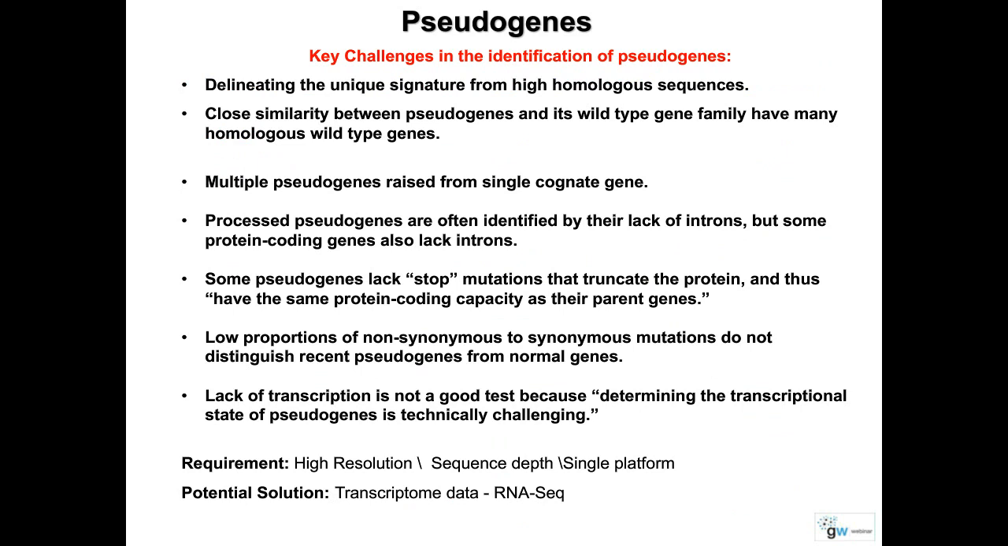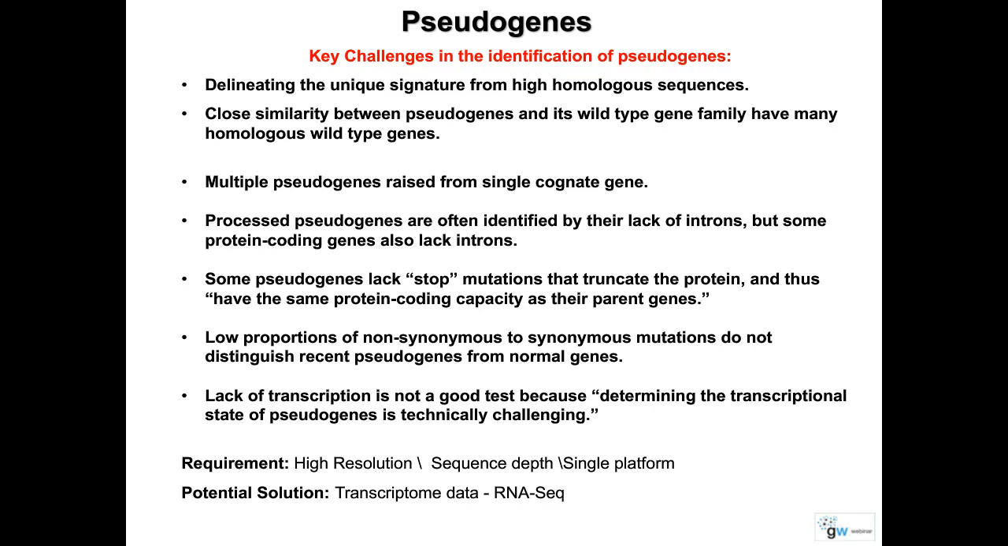As I mentioned before, since the sequence homology between the wild type gene and the pseudogene is high, separating the sequence reads from the pseudogene and the wild type gene is a little challenging. That is bioinformatically challenging, but there are some improved versions of the software available now. So delineating the unique signature from highly homologous sequence is a challenging part. It is because of the close similarity between pseudogenes and their wild type gene family, which have many homologous wild type genes. And I will show you some examples.